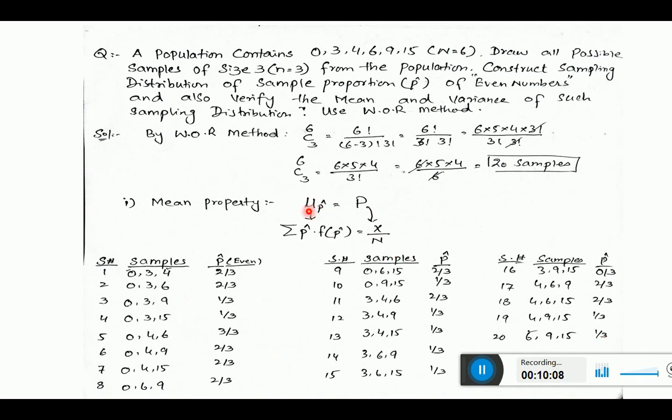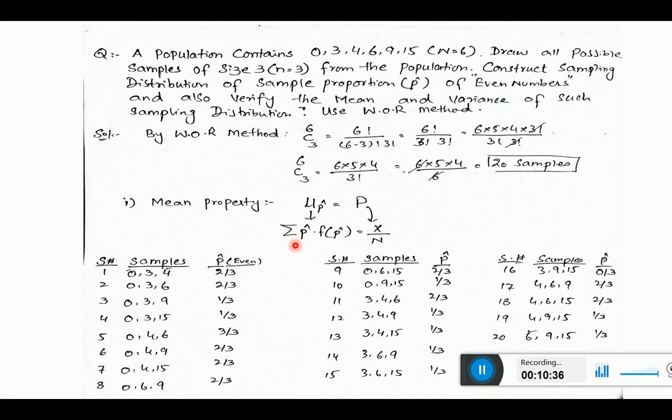Now we are going to discuss the average. We have the sampling proportion p cap of the even numbers, and now we verify the mean and variance properties. First, the mean property. The mean property is mu of p cap equal to p. Mu of p cap is the average of the sampling distribution of the proportion.